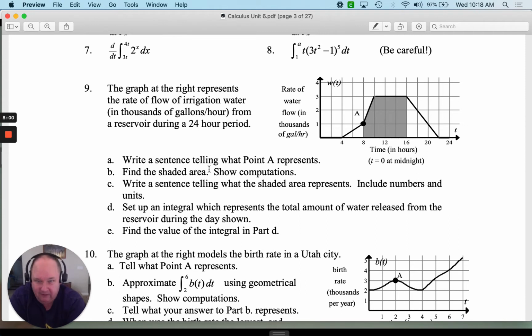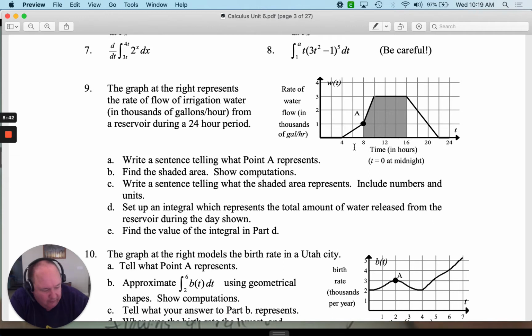It says write a sentence telling what point A represents. All right, I see point A. It's a rate. So to write a sentence means I involve both axes. So in other words, what is 8? That's time in hours. At midnight is 0. So that's 8 a.m. So we're going to write down at 8 a.m. Well, what's happening at 8 a.m.? Well, the story is about irrigation water. So irrigation water is flowing at what rate? At a rate of, and at A it's what, 1? So it's 1,000 gallons per hour.